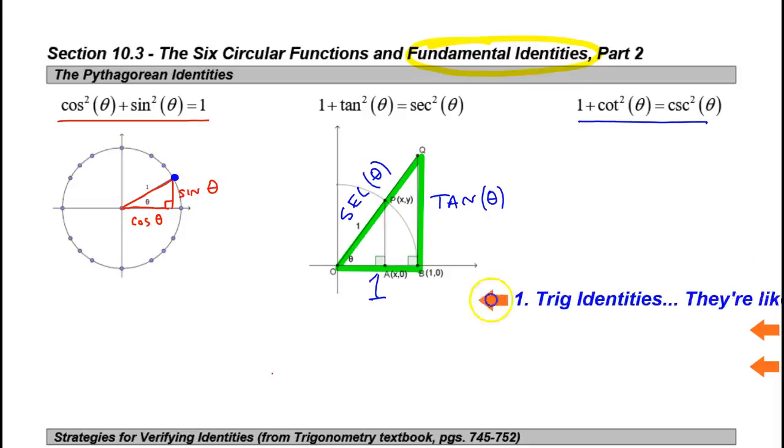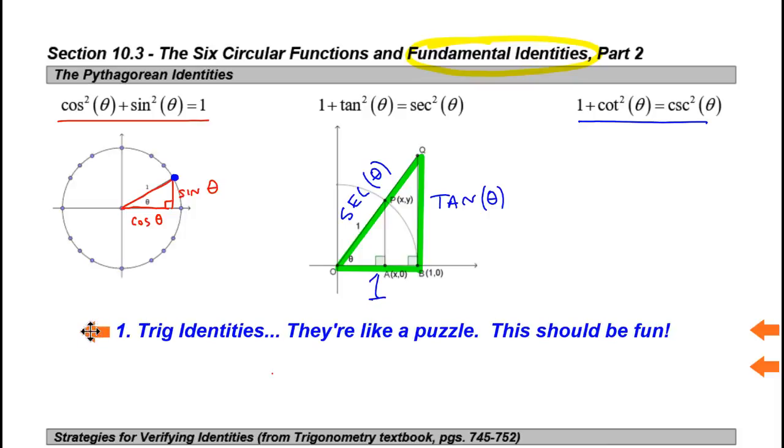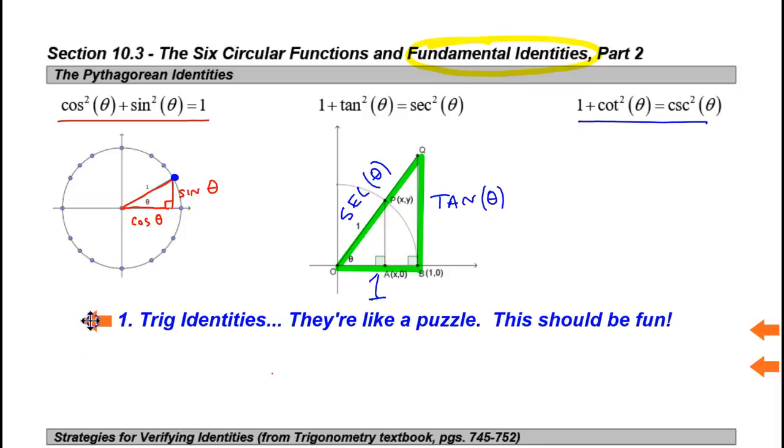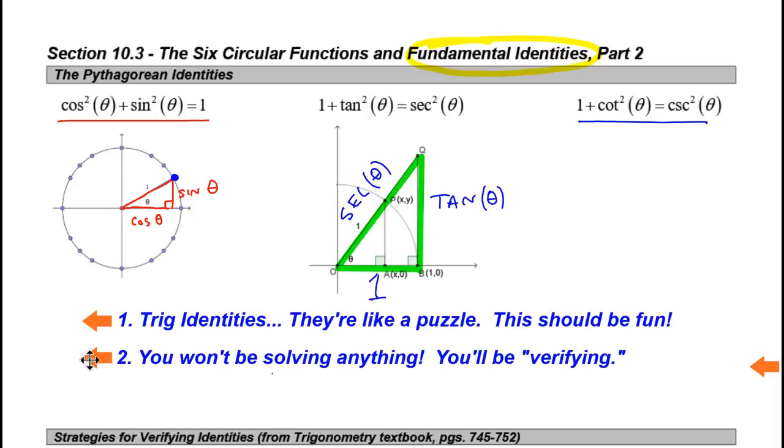Here's the first big idea. Trig identities are like a puzzle, so this should be really fun. I don't know about you, but I'm pretty excited about this. It's really like putting a puzzle together to figure out how to get from the start of the problem to the end. Number 2, you won't be solving anything. You'll be verifying stuff, and that may sound kind of unsatisfying to you, but trust me, it's going to be really exciting.